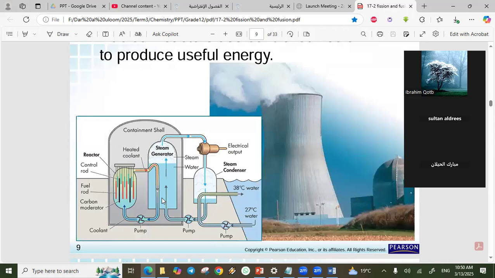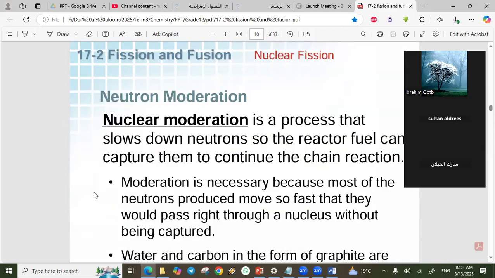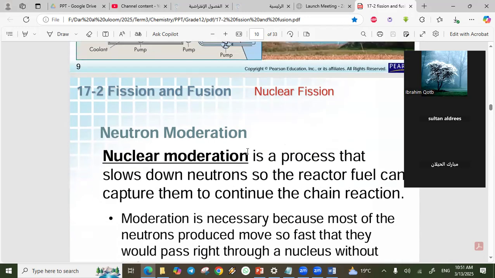To overcome the first problem, we have to slow down the free moving neutrons. The process of slowing down free moving neutrons is called nuclear moderation.